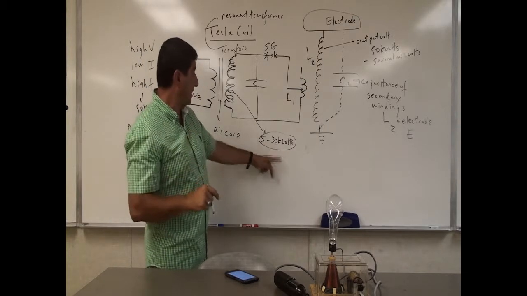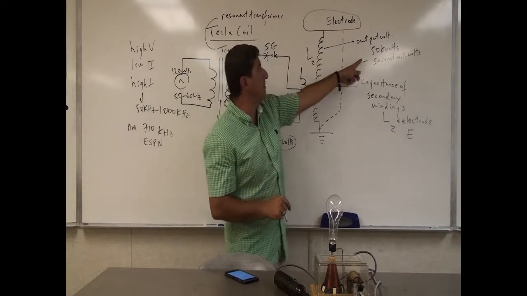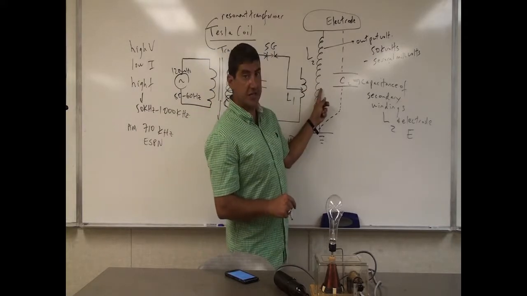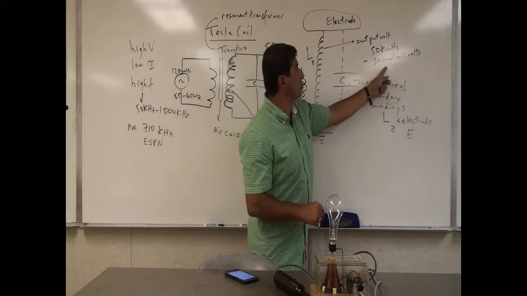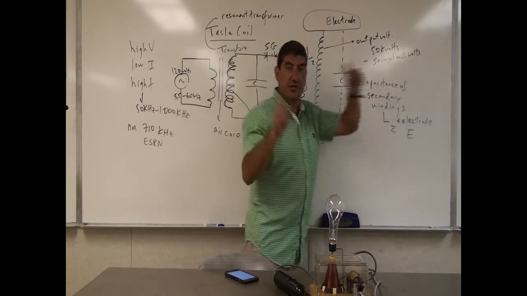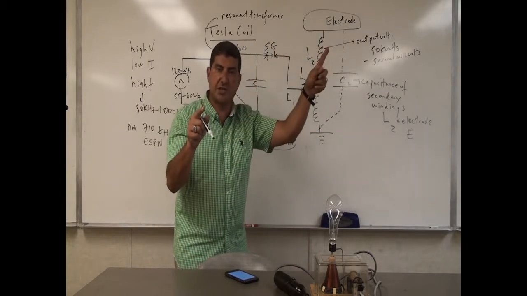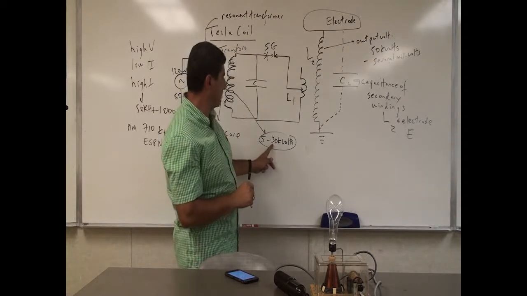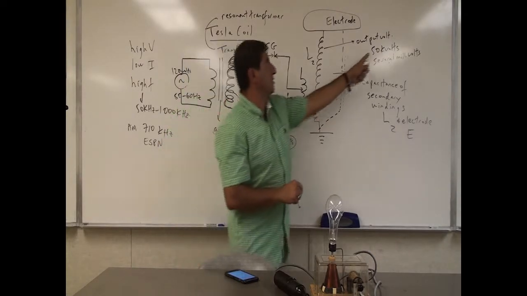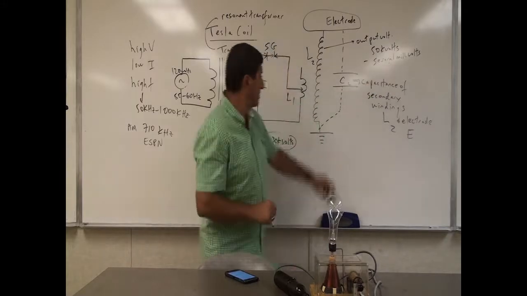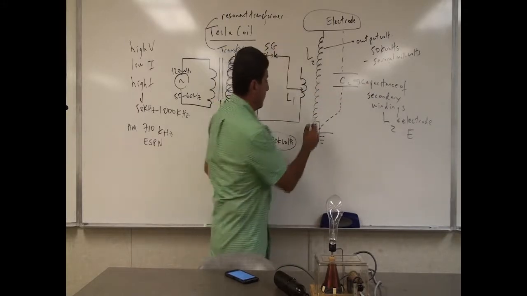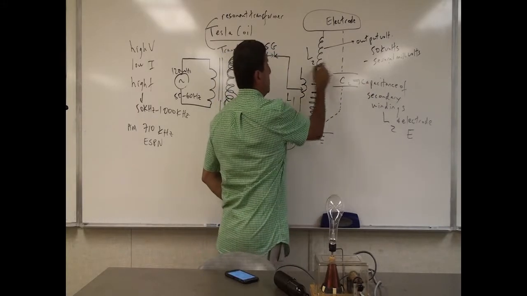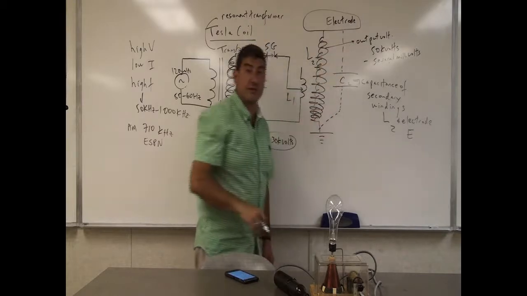But that's not enough. From here to here, we're going to step up 50 kilovolts to several million volts. So there's a two-step up process happening in a Tesla coil: one from the regular voltage to 5 or 30 kilovolts, and then from there to 50 kilovolts and or several million. It depends how many turns this one has. If it has a lot of turns, then we can step it up to several million volts, right?